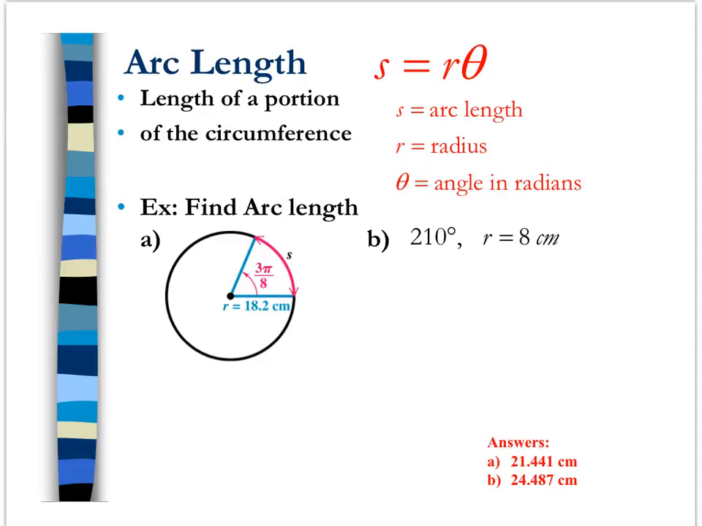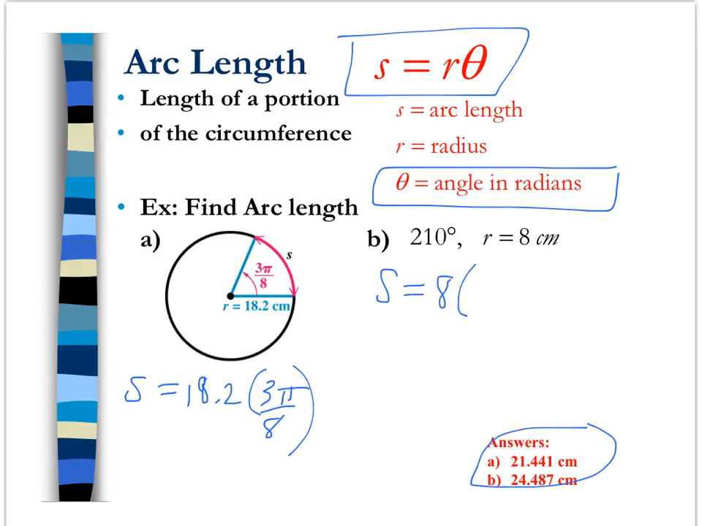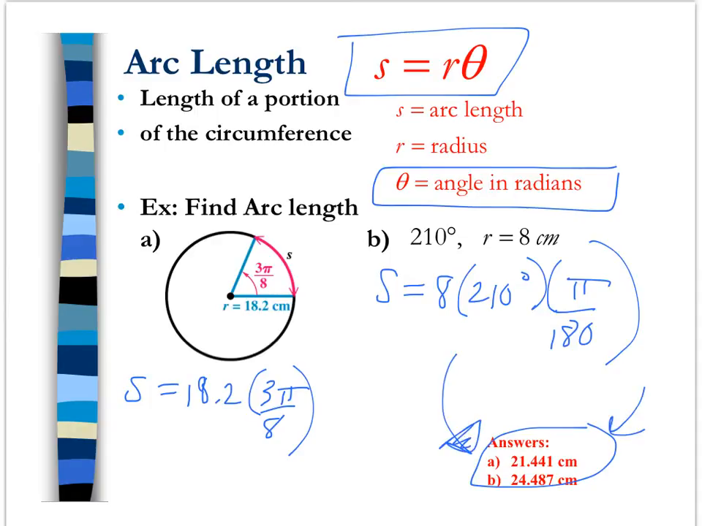Alright, arc length and area of a sector. Remember these formulas. S equals r theta. The biggie that we have to remember is that theta has to be the angle in radians. So in this first problem, my angle is already in radians, so all I am doing is simply multiplying 18.2 times 3 pi over 8, and the answer is already down here. In the second one, I have to convert this 210 into radians first. Check your answers right there.